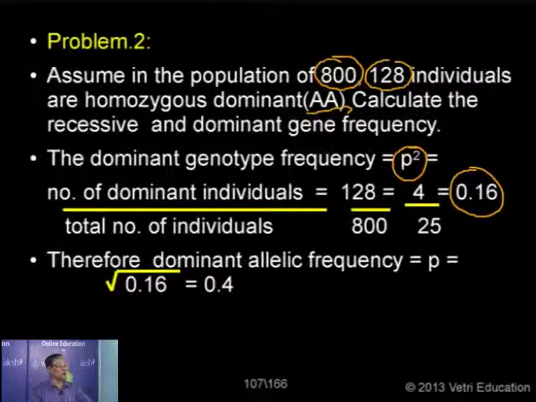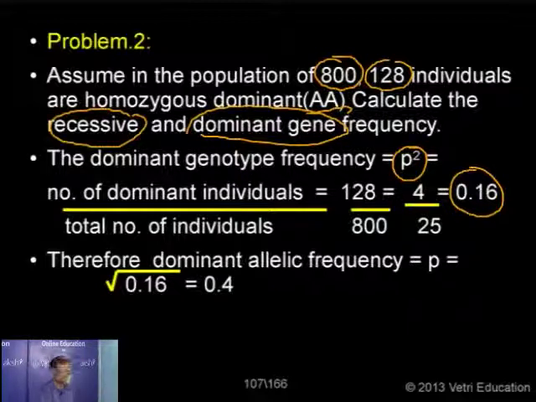From that we can calculate the dominant allelic frequency named P. So P is equal to root of 0.16, that is 0.4. So now we got the answer. That is what is called the dominant gene frequency. From this one we can calculate the recessive gene frequency. That is 1 minus 0.4, you will get the recessive gene frequency of 0.6.